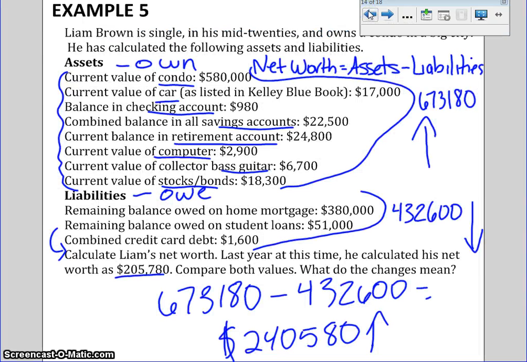He could try to pay down this student loan here. Over this time, he's going to have 12 mortgage payments, which is going to lower his amount owed on his home. And you never know, hopefully his condo will continue to increase in value. Other than that, I would say his car most likely is going to go down in value. So the biggest thing that he can do to continue this trend is to continue to pay down his liabilities.